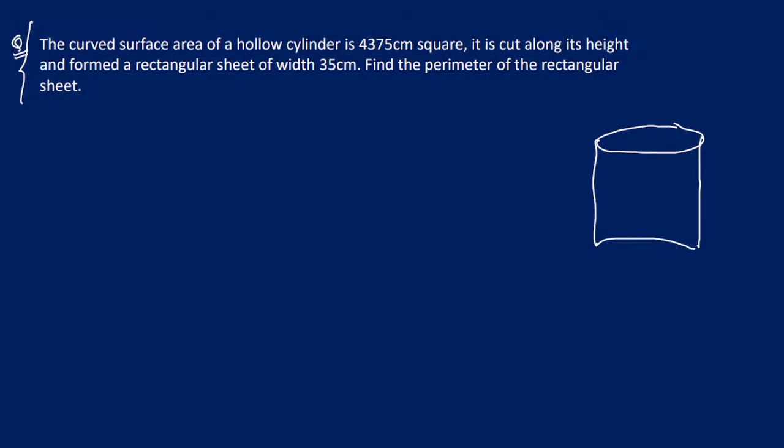This is a hollow cylinder, and the question is saying that the curved surface area of the given cylinder equals 4375 centimeter square, and it is cut along its height and forms a rectangular sheet of width 35 centimeter.